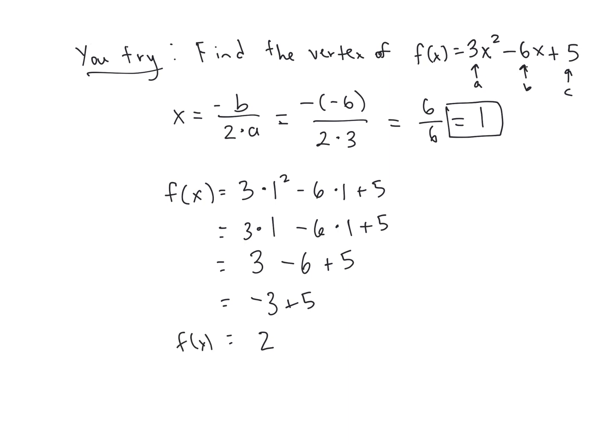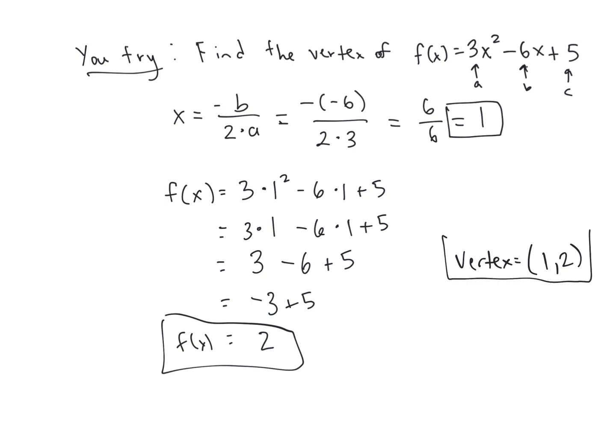And again, f of x is that y value. So my y would be 2. So that would mean the coordinates of my vertex would be the point 1, 2. And again, if you were asked for the axis of symmetry, that's just the x coordinate of the vertex. So our axis of symmetry would be x equal to 1 for this one.